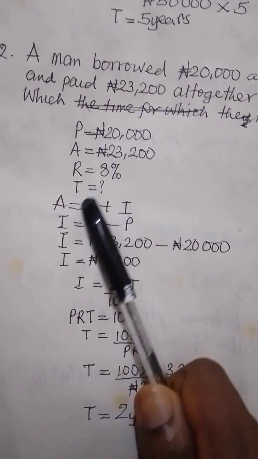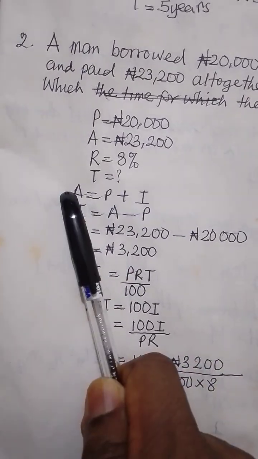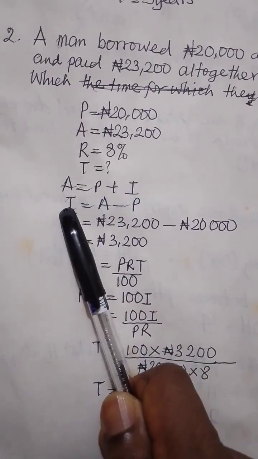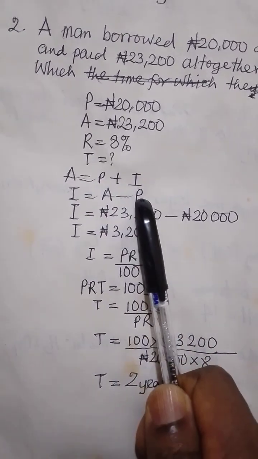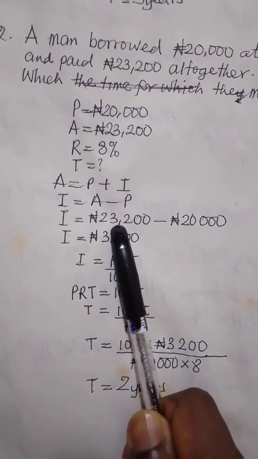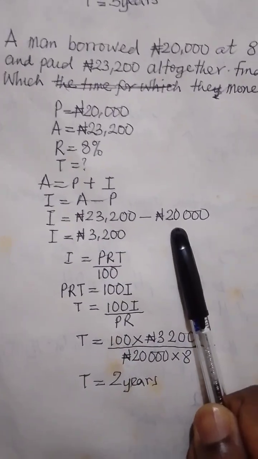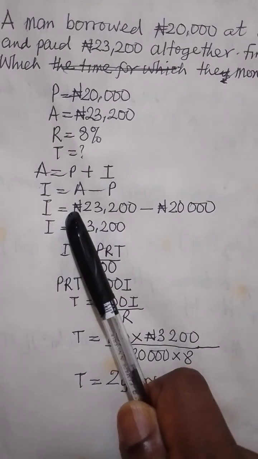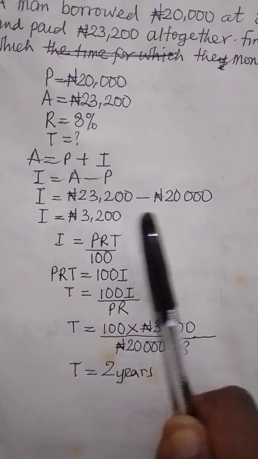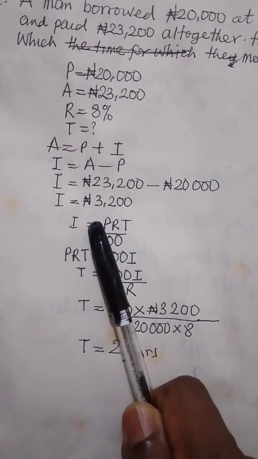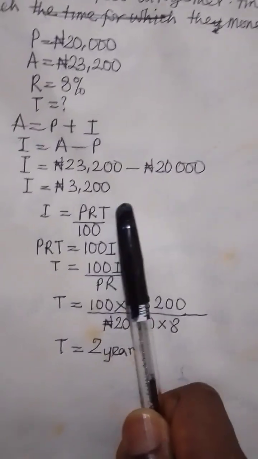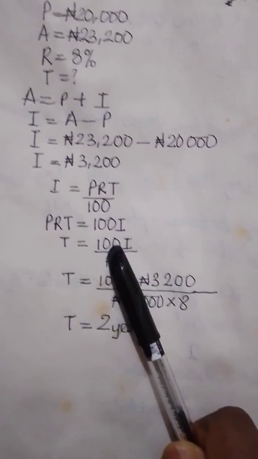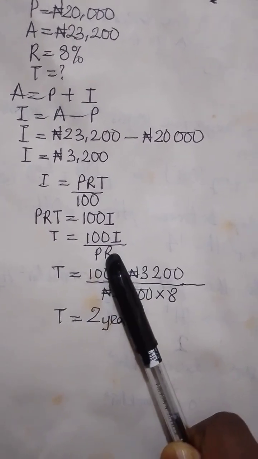So we quote the formula. Amount is principal plus interest. Our interest then is amount minus principal. The amount is 23,200 while the principal is 20,000. If you subtract 20,000 from 23,200, you get 3,200. And so we quote the simple interest formula. I is PRT over 100. Making T subject of the formula, we have 100I over PR.